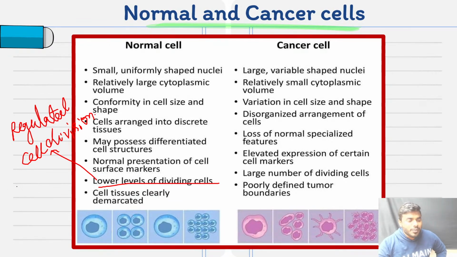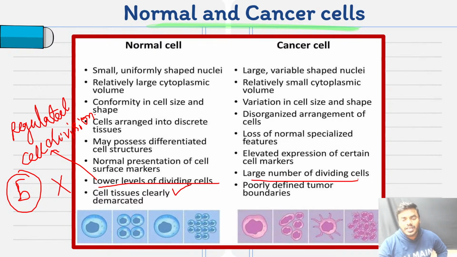Suppose, for example, a cell has to divide 5 times. After 5 times, it will stop immediately. But you have to understand, division is lower, but which is more? Differentiation is more. But what about the cancer cell? Listen, originally the cell has to divide only 5 times, but the cancer cell can divide up to 50 times or more than 50 times also. So that's why we can call them a large number of dividing cells.